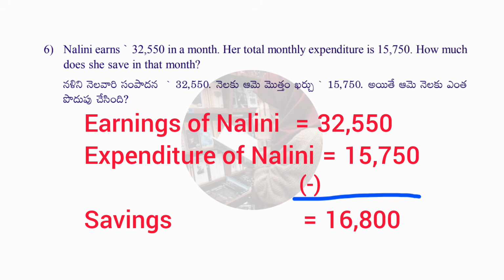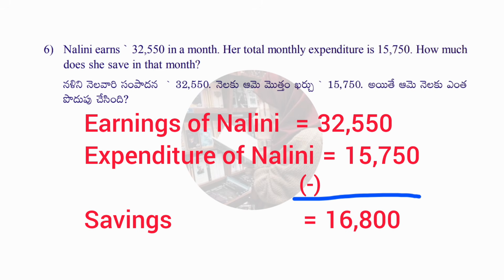Expenditure of Nalini is 15,750. Therefore, savings is equal to earnings minus expenditure. So 32,500 minus 15,750, which is equal to 16,800. Therefore, savings of Nalini is 16,800 in that month. Understood guys?